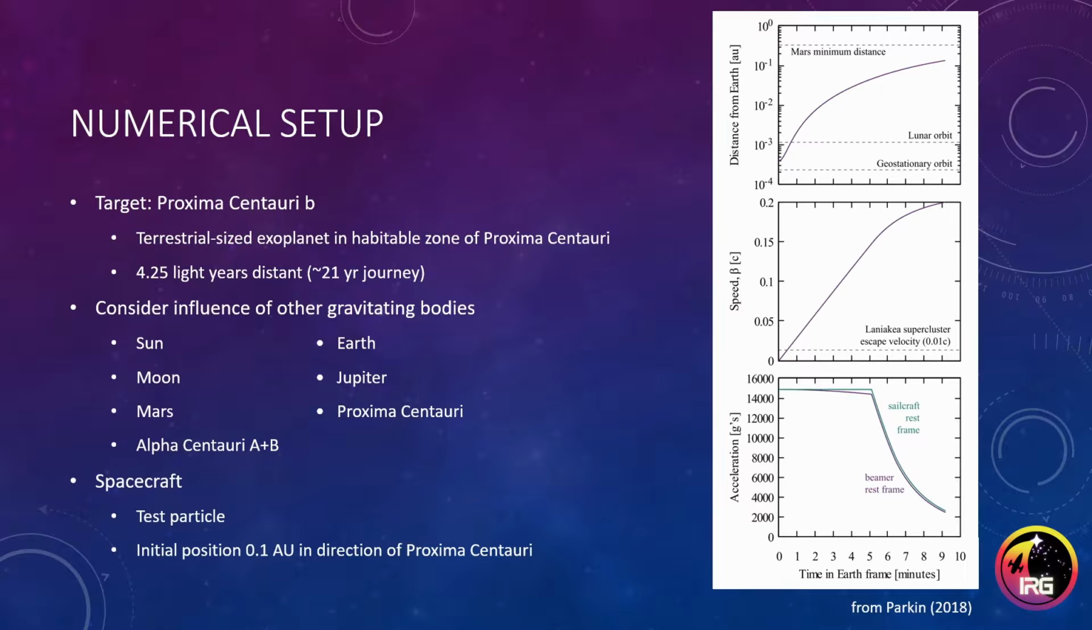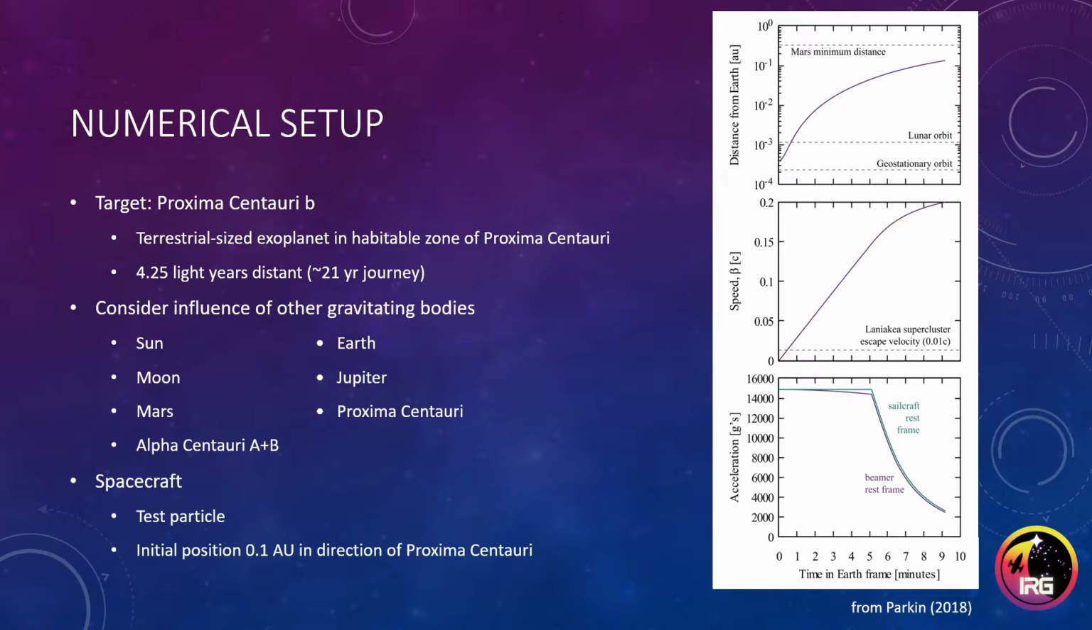We considered the influence of these bodies on the spacecraft's trajectory: Sun, Earth, Moon, Jupiter, Mars, Proxima Centauri itself, and then Alpha Centauri A and B. For Alpha Centauri A and B, we used the barycenter and treated it as a single object. The spacecraft itself is a test particle, which means that it experiences gravitational forces, but it does not produce a gravitational field of its own, which is a fair assumption because it is only 2 grams. Its initial position is 0.1 AU in the direction of Proxima Centauri.